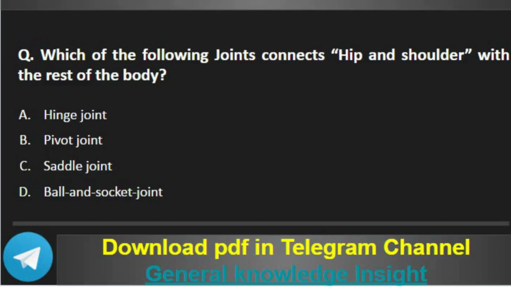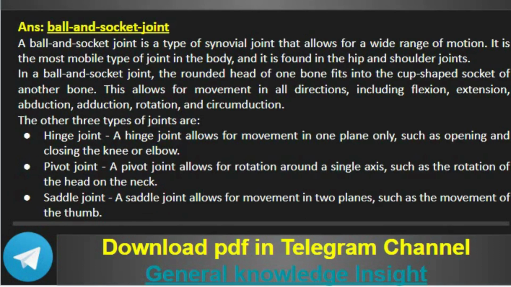Next question, which of the following joints connects hip and shoulder with the rest of the body? Correct answer is option D, ball and socket joint. Here, a ball and socket joint is a type of synovial joint that allows for a wide range of motion. It is the most mobile type of joint in the body, and it is found in the hip and shoulder joints. In a ball and socket joint, the rounded head of one bone fits into the cup-shaped socket of another bone. This allows for movements in all directions, including flexion, extension, abduction, rotation, and circumduction.